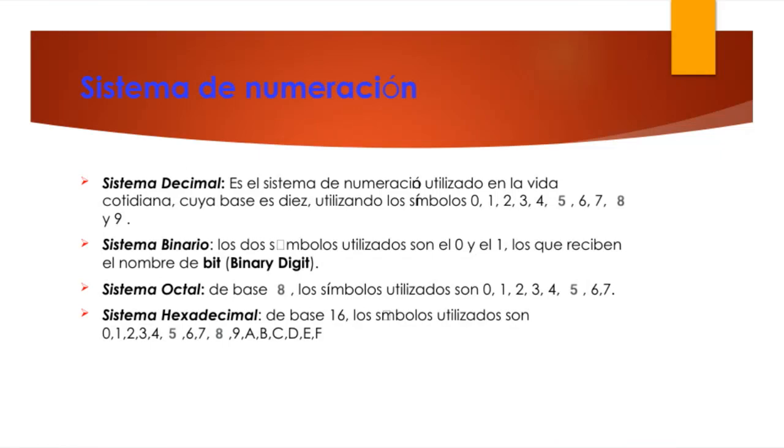Let's look at different numbering systems we use, starting with the decimal system, the one we use every day. It's based on 10 symbols from 0 to 9. Then there's the binary system, which uses just 2 symbols, 0 and 1, called bits. Next, the octal system, based on 8 symbols from 0 to 7. Finally, the hexadecimal system, which has 16 symbols, numbers 0 through 9, and letters A to F. Each system serves a unique purpose in how we represent numbers.